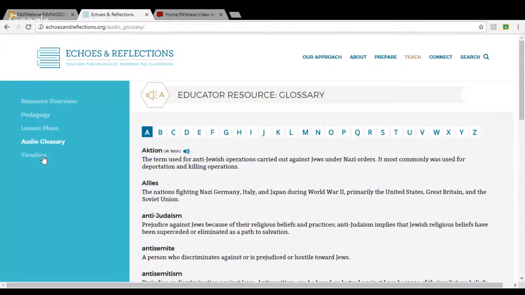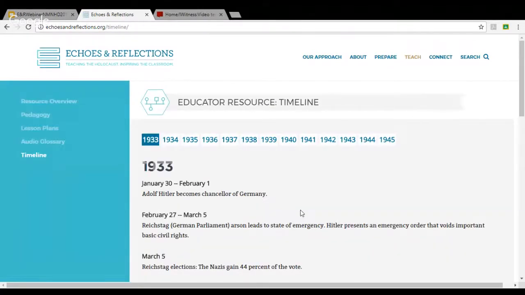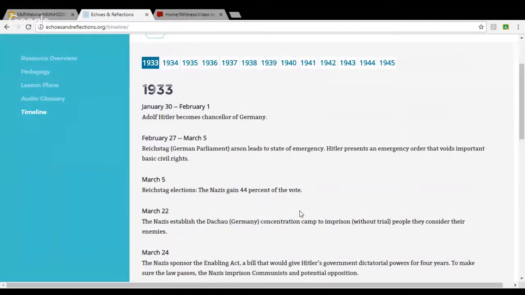Available here also in the toolbar is our timeline. So it can help students examine additional events that are occurring in the context of the events that they're choosing to focus on for their National History Day project. The timeline spans from 1933 to 1945, which is generally considered to be the years the Holocaust was actively occurring.